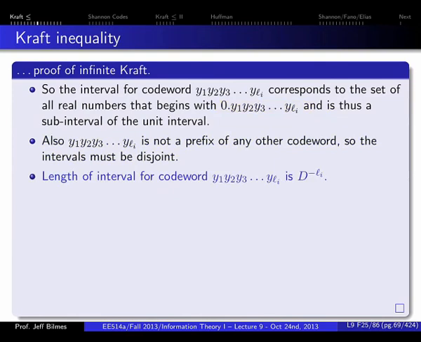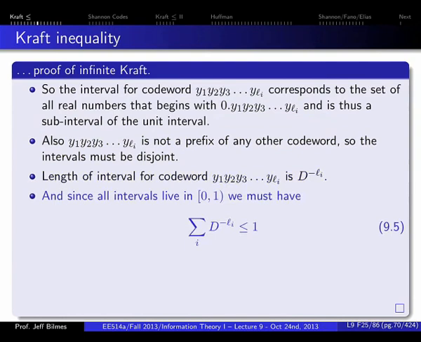Now the length of each interval is d to the negative l_i. Since all of the intervals lie in the unit interval and are disjoint, at most we can cover the whole unit interval, so the biggest coverage we could possibly get is 1. In general, it's going to be less than or equal to 1. Therefore, it satisfies Kraft.